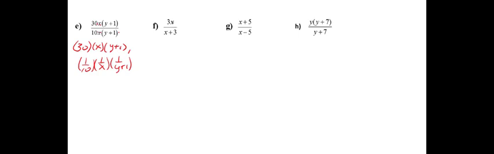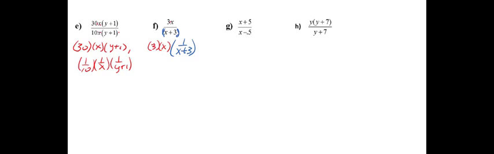For F, the numerator has factors of 3 and x, so those factors would be 3 and x if I expanded them. Because the fraction bar acts like a grouping symbol, the x plus 3 in the denominator is actually one factor, so that would produce a factor of 1 over x plus 3. So again, I'm treating the division bar as a grouping symbol.